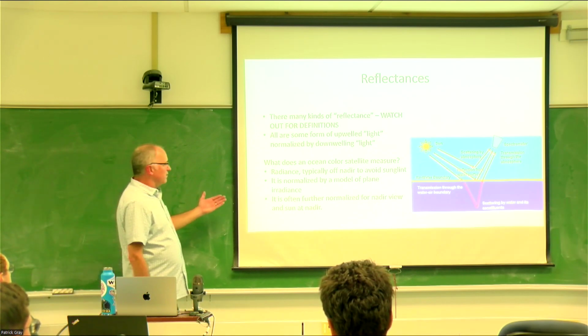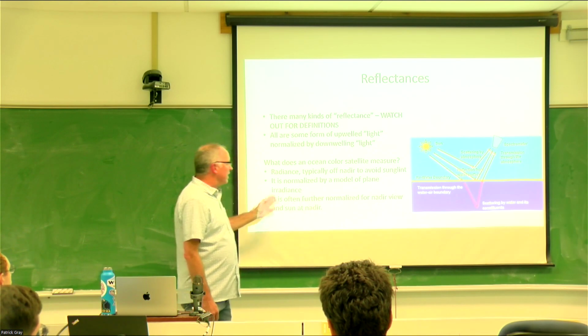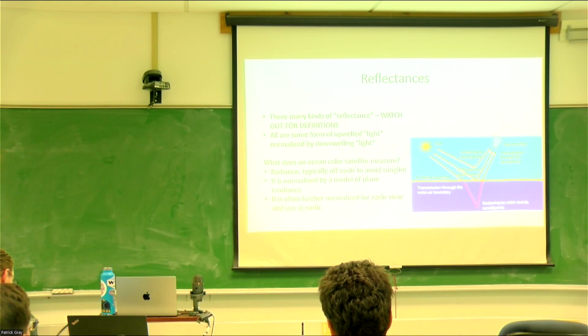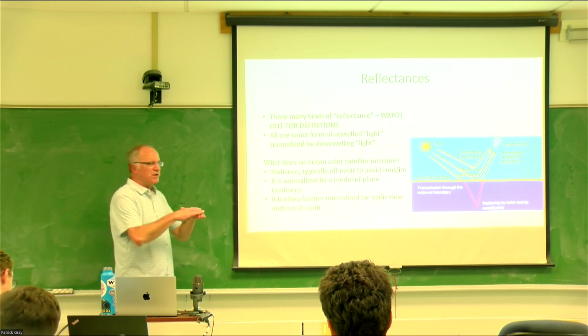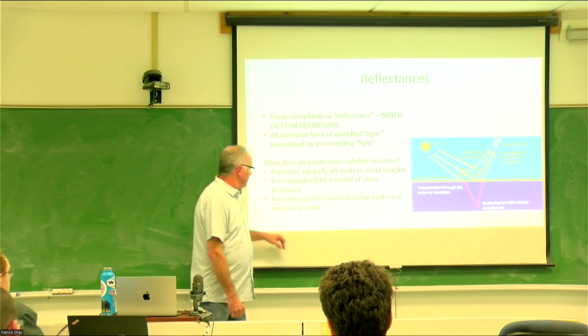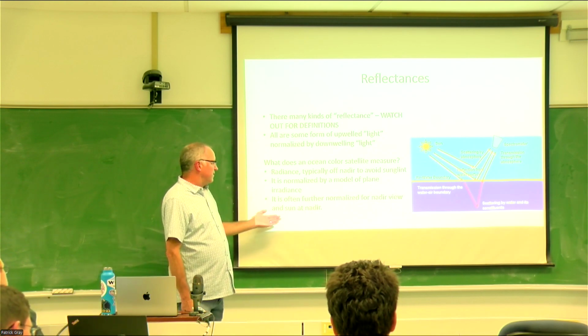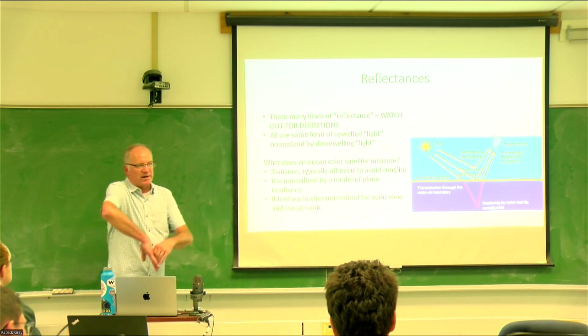Typically in a satellite, we normalize by a model of plane irradiance. This is called normalized remote sensing reflectance, but you've got to do that normalization in the bottom part of it. It's often further normalized to sun at nadir and view at nadir.